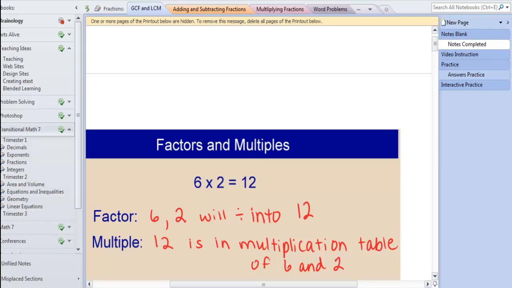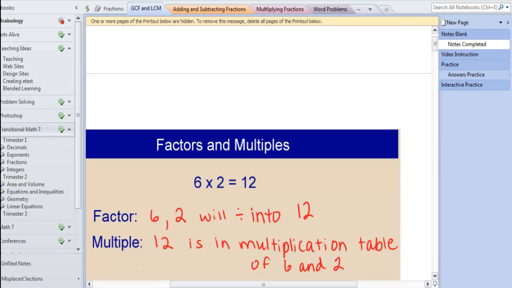So understanding factors and multiples is essential when working with fractions. So let's look at the multiplication equation. 6 times 2 equals 12. In this problem, 6 and 2 are factors of 12 because they will divide into 12. 12 is a multiple of 6 and 2 because 12 is in the multiplication tables of 6 and 2.